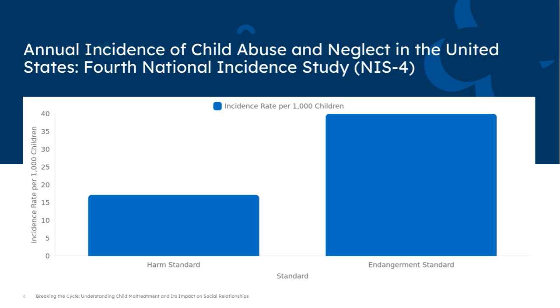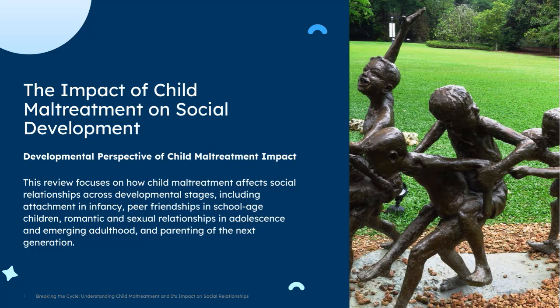It's important to note that neglect constitutes the majority of these cases, showing just how widespread child maltreatment remains across the country. These findings underscore the critical need for ongoing vigilance and intervention by child protection agencies and community professionals. On this slide, we explore the developmental perspective of how child maltreatment impacts social development across different stages of life.